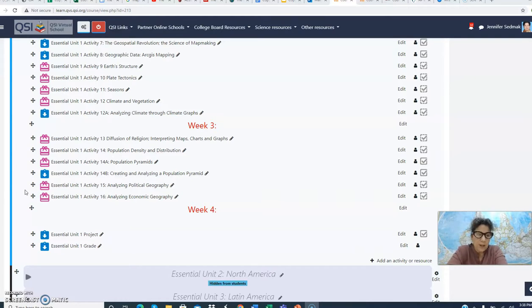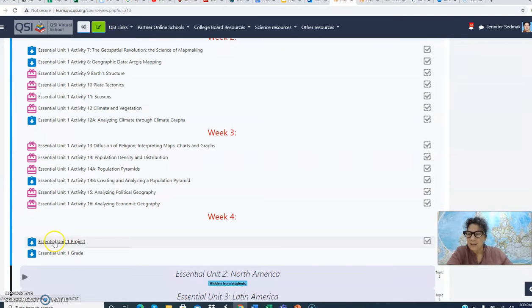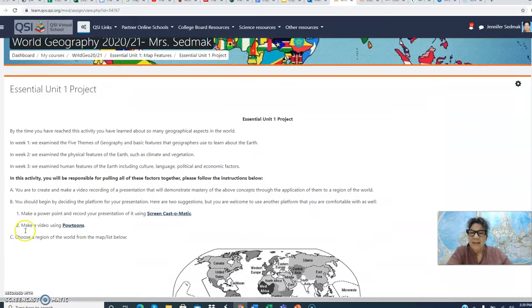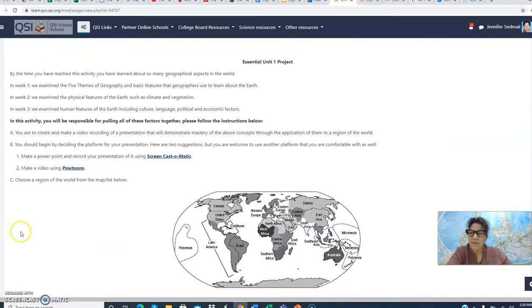In week 4, your main assignment and only assignment for this week, for that matter, is the Essential Unit 1 project. So I'd like you to go ahead and open up this project. And here is where I outline for you what you need to do to finish up this unit. And I'll walk you through it. And then if you have any questions for me, you can contact me in Skype or through email, and I'm happy to answer any of the questions that you might have.